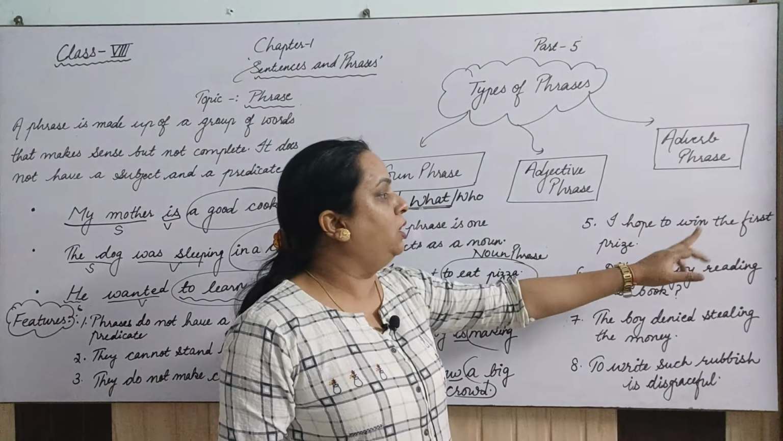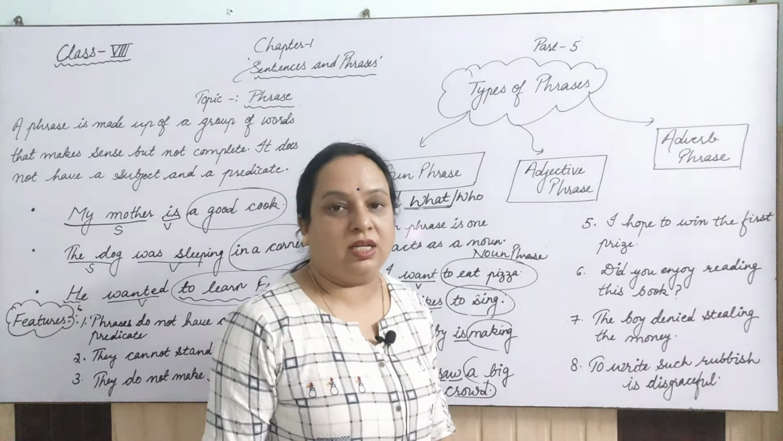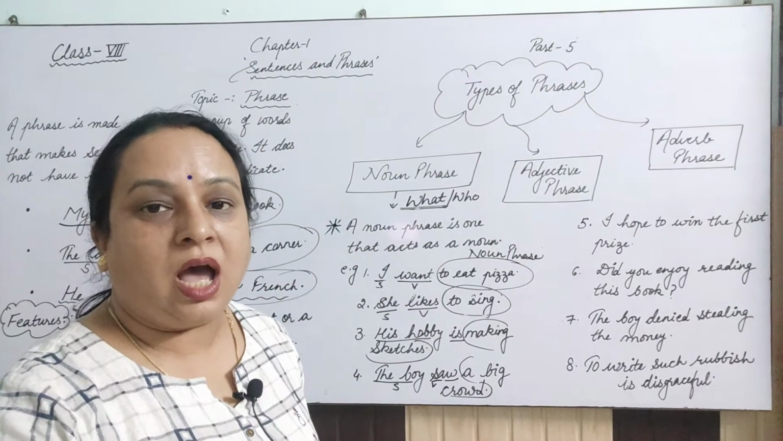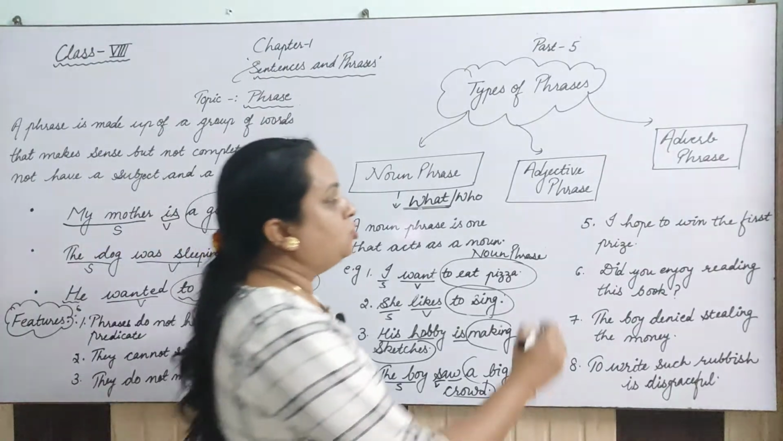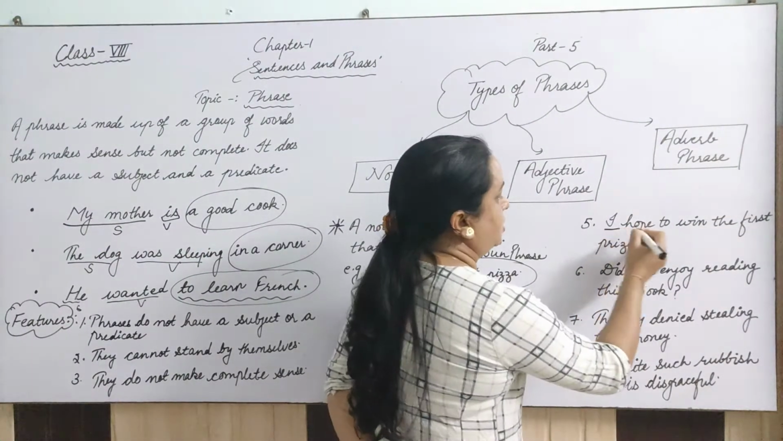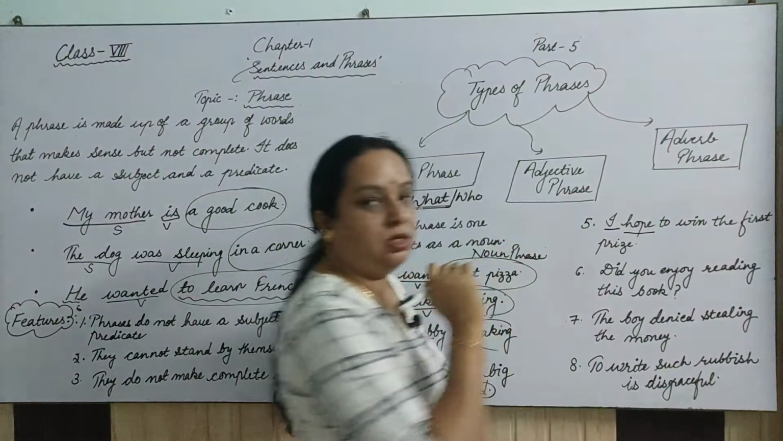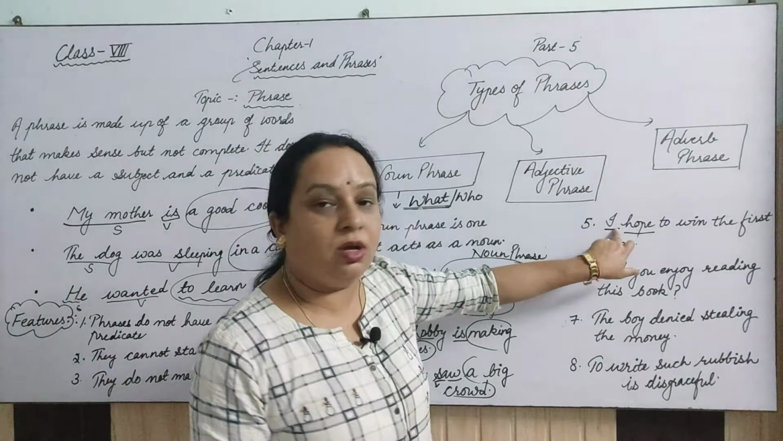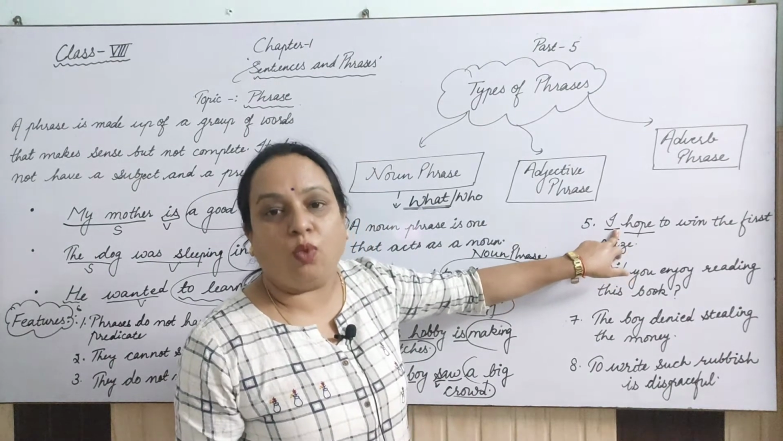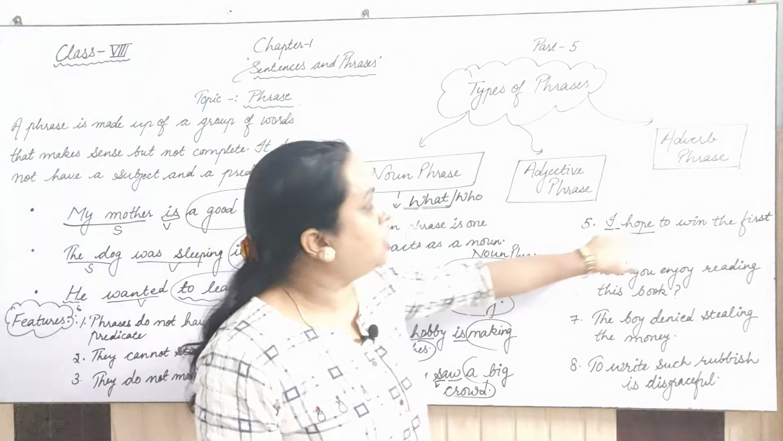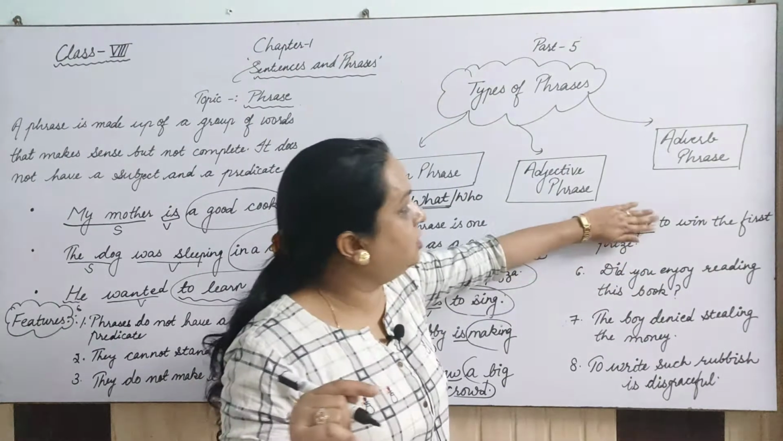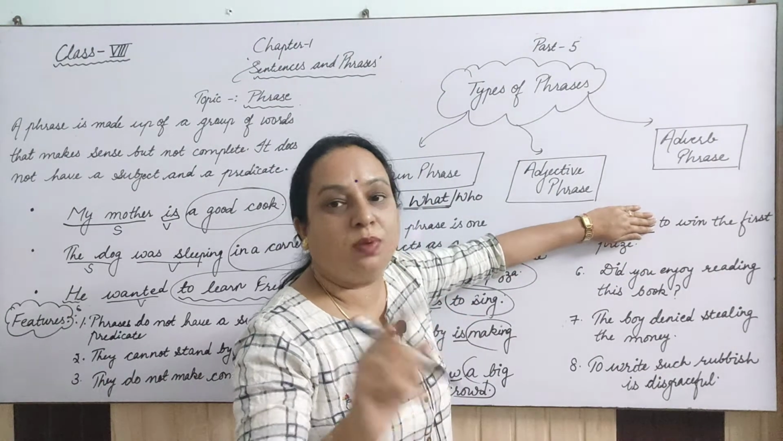I hope to win the first prize. Fifth sentence is, I hope to win the first prize. So here, I is what? Subject. And hope is what? Verb. Now what do I have to do? I have to just frame a question with the word what, right? So what I hope? What I hope, and the answer is to win the first prize.